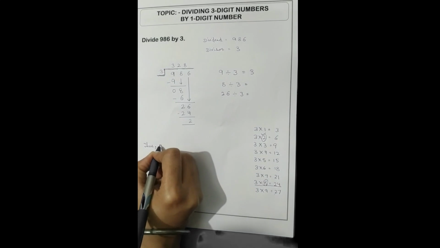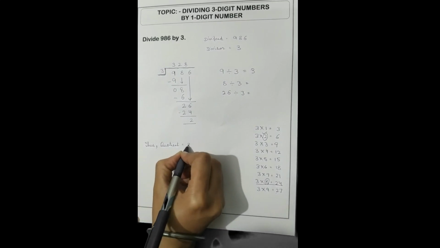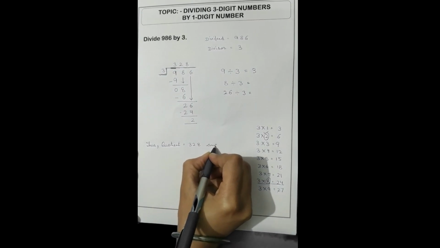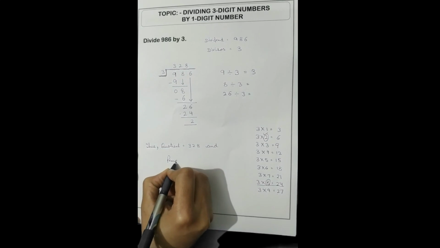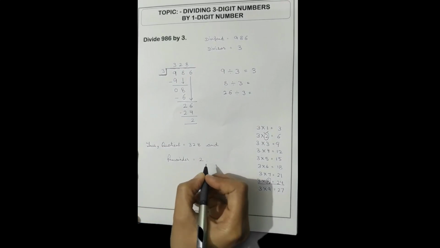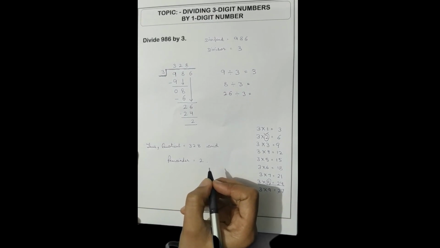Thus quotient is 328 and remainder equals 2. With this, our today's topic is covered.